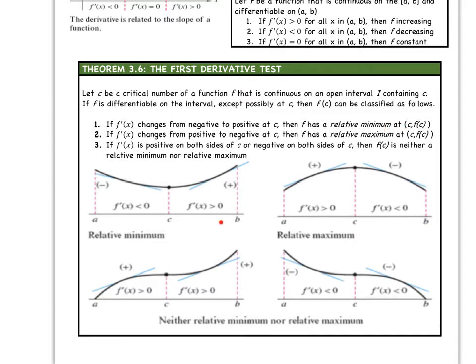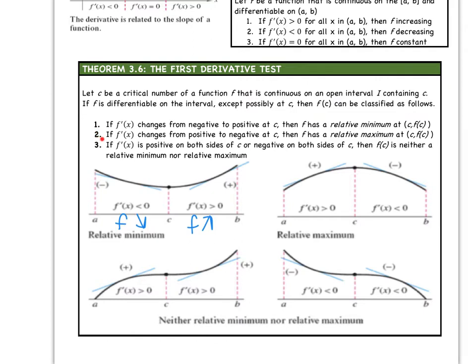So for instance, if we look at this first diagram, f prime is negative and then it changes to a positive. So if this is our critical number, we could go ahead and say that we have a relative minimum there. Another thing we should note is when f prime is negative, f is decreasing, and when f prime is positive, f is increasing. So that's the first scenario.